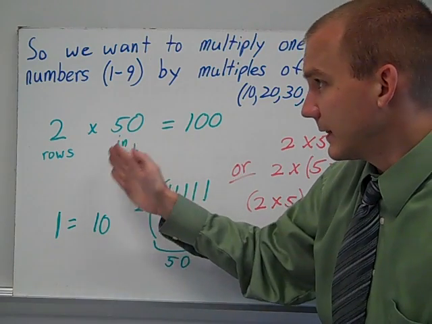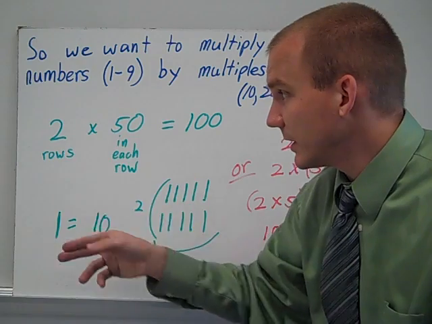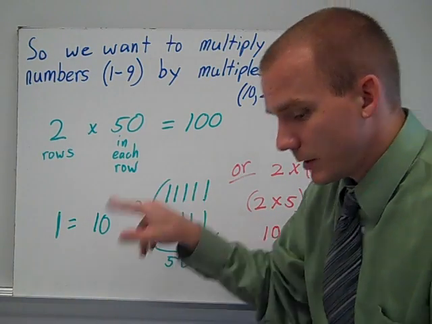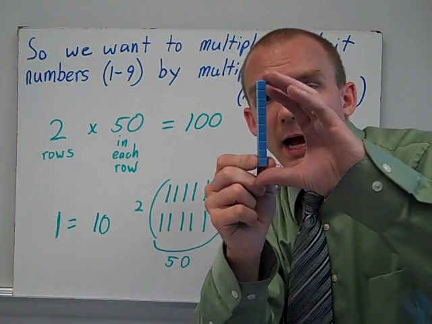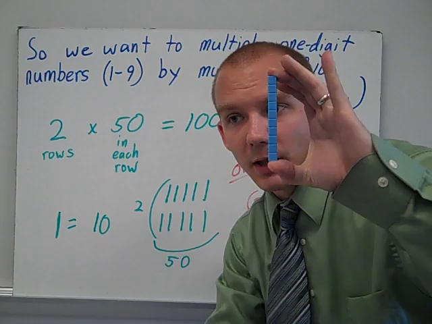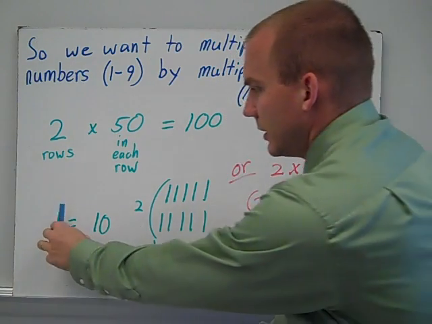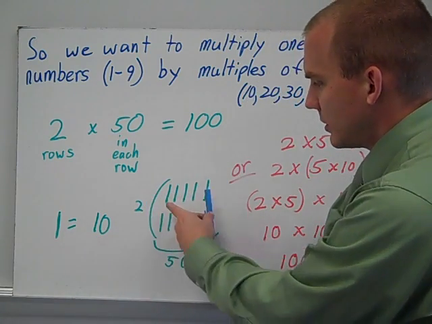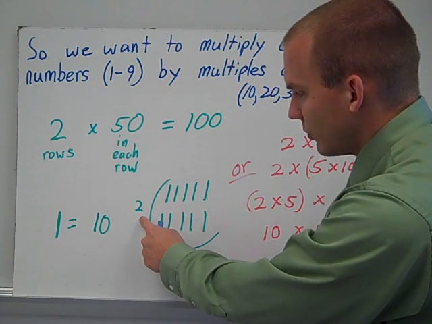Think of this like this. This is the strategy we're going to use. It says using strategies based on place value. We have 2 rows, 50 in each row. Think of these little place value blocks. This is a 10 block, and there are 10 little blocks. So if I were to say one of these equals 10, I made 2 rows with 5 in each row. It's really 50 in each row, and then 2.